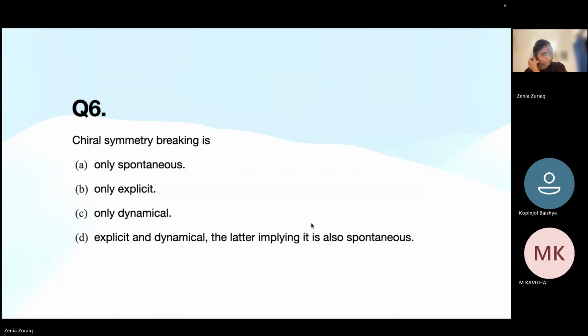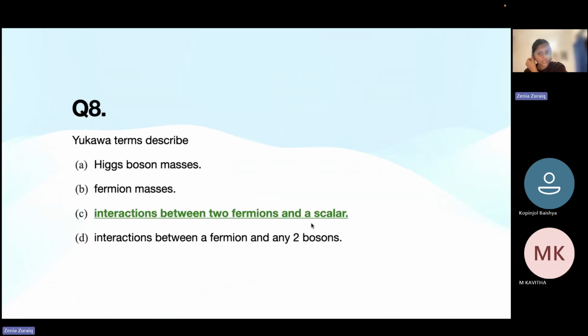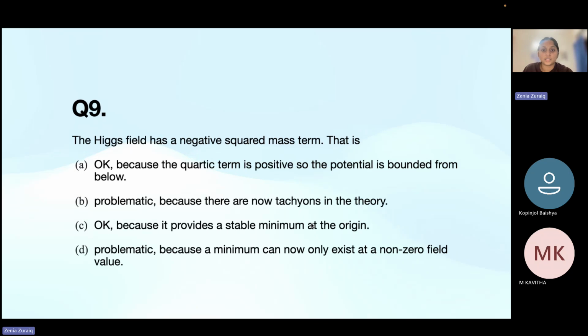So the answer is two fermions and a scalar. Basically left and right fermion and scalar. So again that kind of mimics the mass term, gives the mass term in the Dirac Lagrangian. Okay, next question.